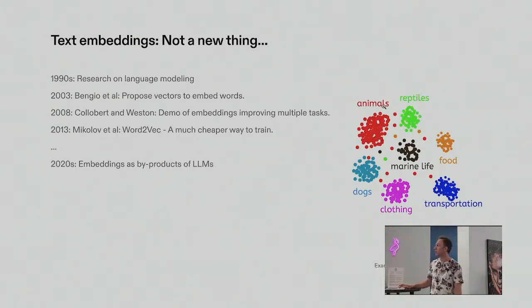All the dots here are animals, blue ones are dogs, pink are clothing, so you can start to see the different separation of this vector space, the different words based on it.